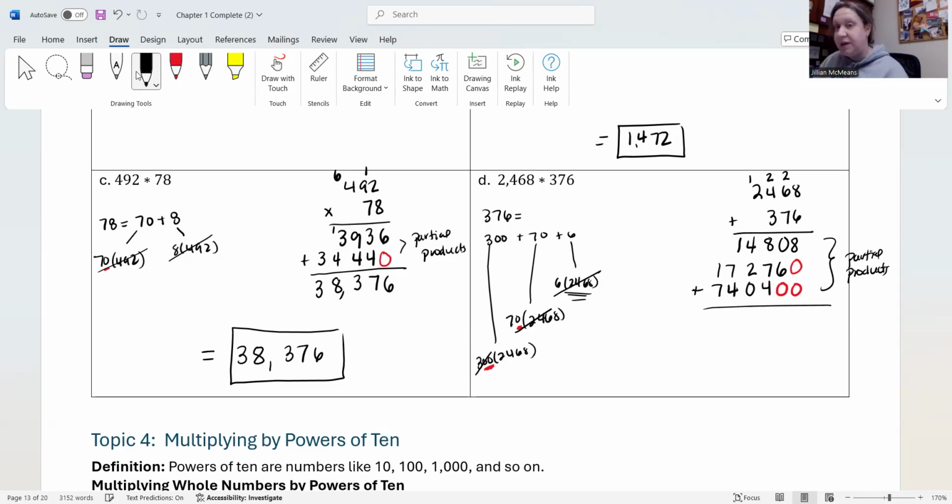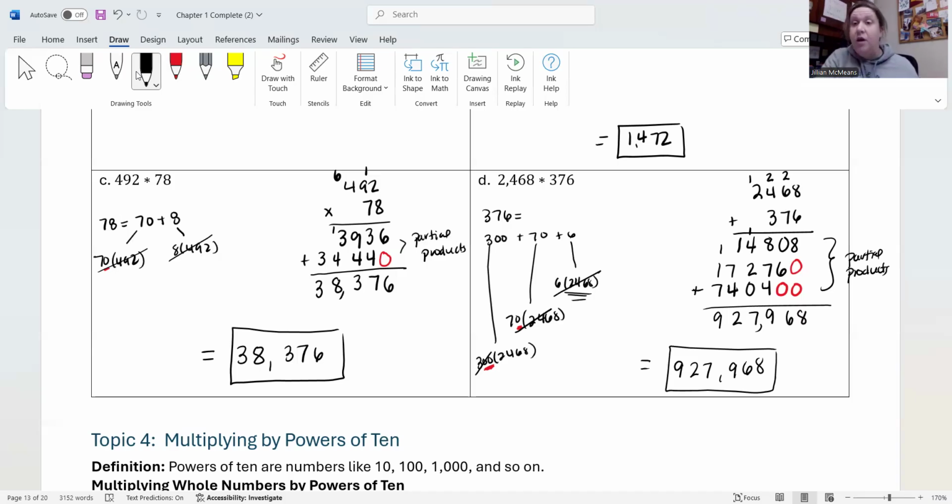And if we can add those, we get our final product, okay? So 8 plus 0 is 8. 0 plus 6 plus 0 is just 6. 8 plus 7 is 15, plus 4 is 19. So keep a 9, carry a 1. 4 plus 2 plus 0 is 6, plus the 1 that we carried is 7. And then 7 plus 4 is 11, plus 1 is 12. So keep a 2, carry a 1. And then 7 plus 1 is 9. So our final product is 927,968. And who on earth would want to take 2,468 and add it to itself 376 times?